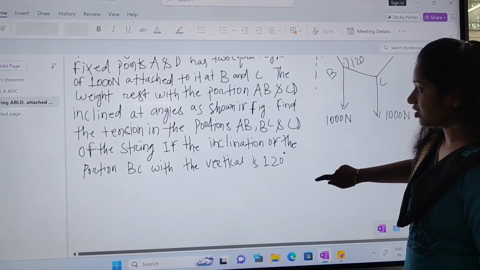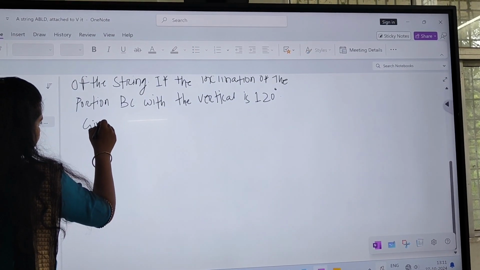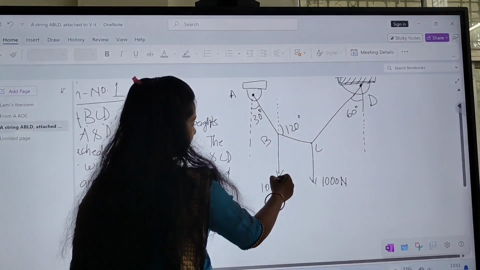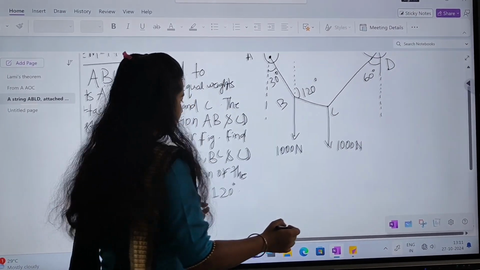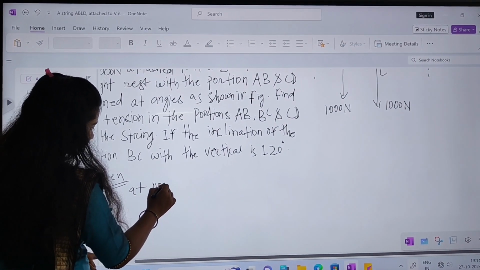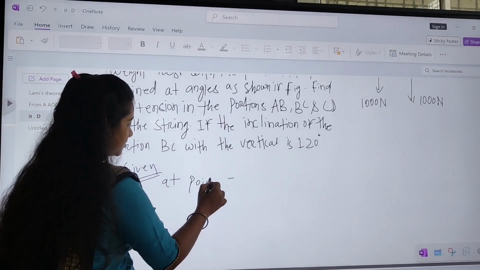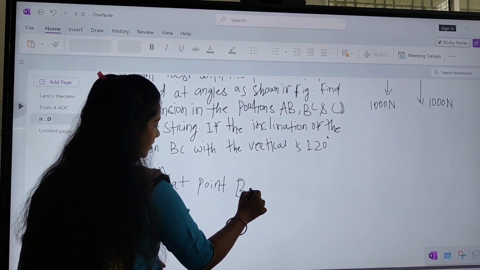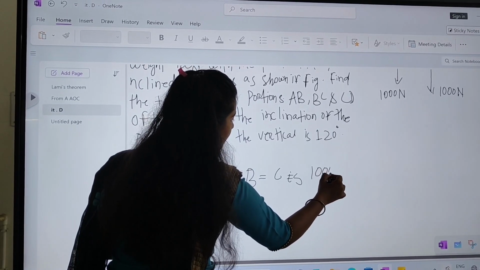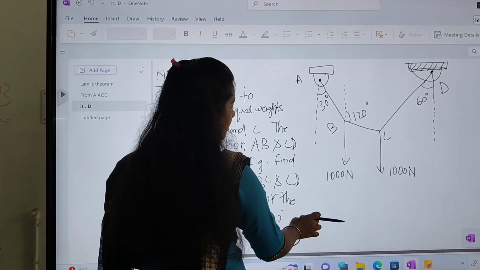So let's solve it. First we write down the given data. Here this weight is 1000 newtons and this weight is 1000 newtons. So we write down the given data at point B and C: the weight is 1000 newtons. This value is also given in this diagram.